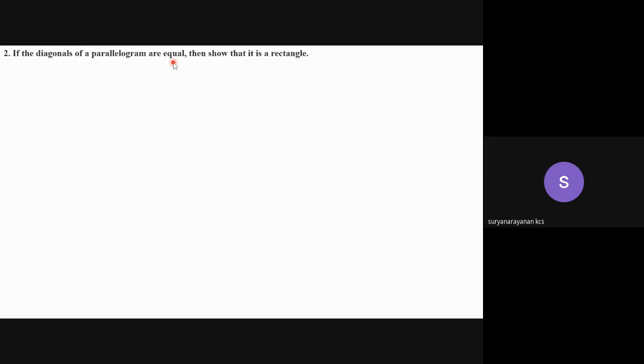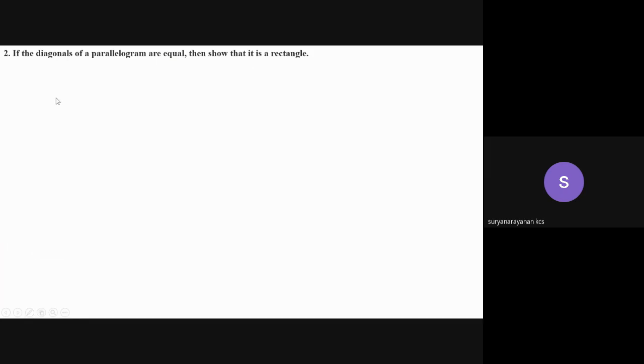We know that actually in a parallelogram, diagonals are not equal. Diagonals of a parallelogram are not equal. They just bisect each other. Diagonals of a parallelogram bisect each other, but they are not equal. In case the two diagonals of a parallelogram are equal, then we have to show that that parallelogram is a rectangle. Understood this point, my dear children?